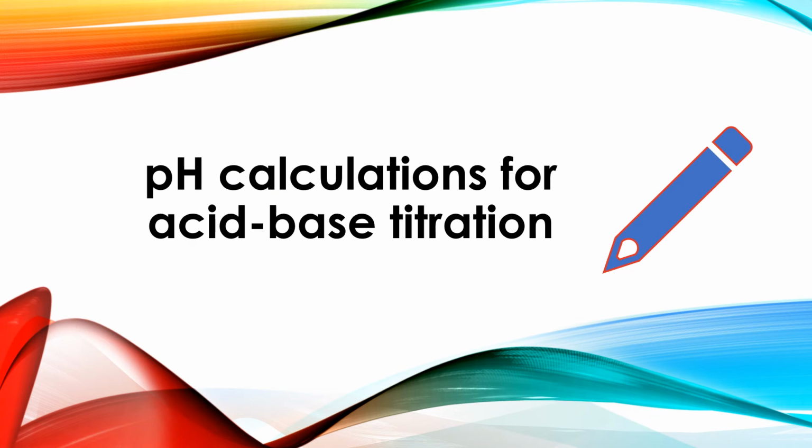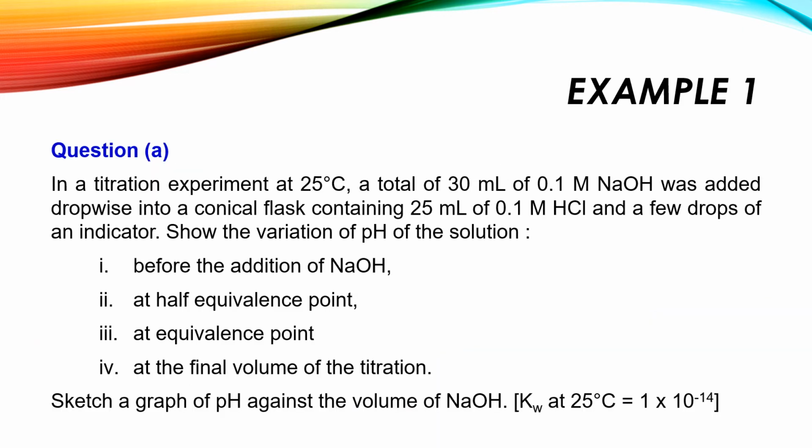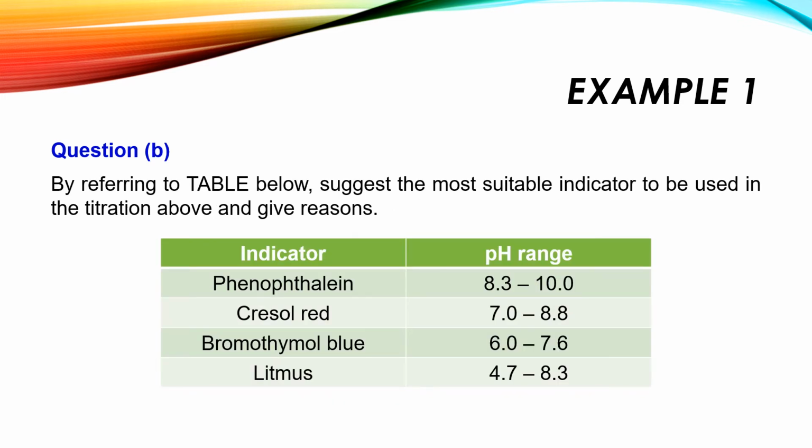Now, let's discuss how to calculate the pH in acid-base titrations. This is an example question on how to perform the calculations of the pH of a titration. In this question, we have to calculate the value of pH and sketch the titration curve for the titration. This is the second question. In this question, we have to choose the most suitable indicator for the titration from a given list of indicators in the table.